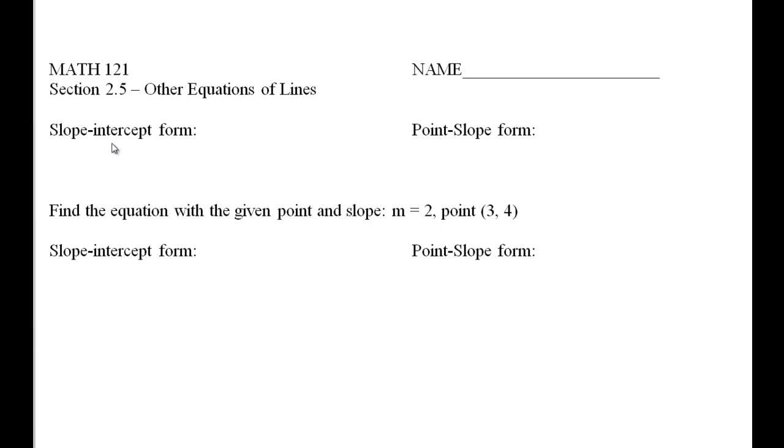Now, we learned that the slope-intercept form, which is the one that most people are familiar with, has the equation y equals mx plus b. But we also have another equation to learn that will give us some advantages when we do some work here. That point slope form is going to be y minus y sub 1 is equal to the slope times x minus x sub 1.